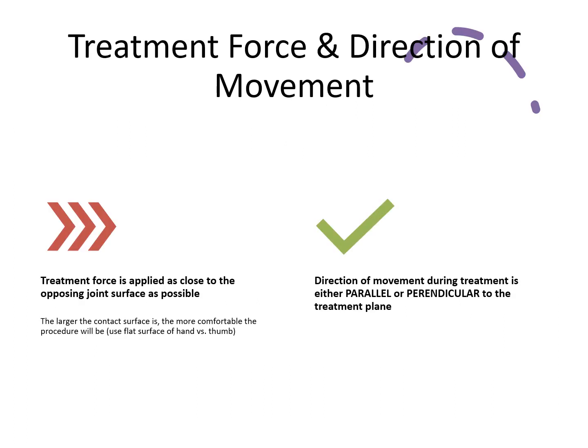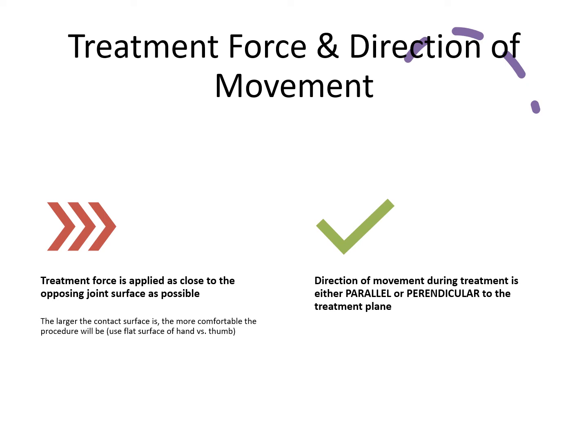Now, treatment force and direction of movement. The treatment force is applied as close to the opposing joint surface as possible. You should be as close to a joint as possible. The larger the contact surface is, the more comfortable the procedure will be. So if you're giving mobilization for a joint like a shoulder, you should not give the mobilization with your thumb or finger, because small surface area contact will hurt the patient. You should use a larger surface area like your palm.